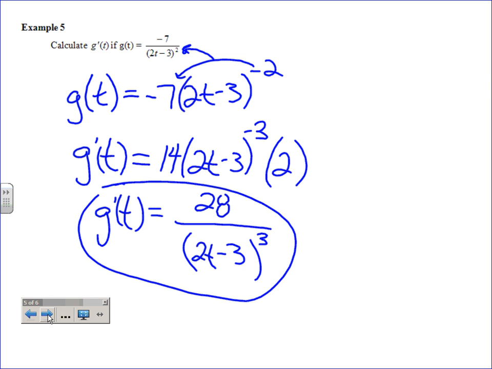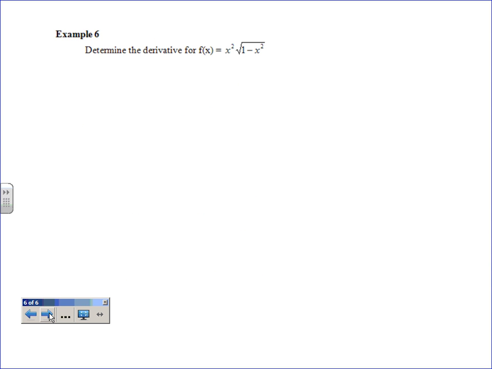Any questions so far about chain rule? Well, good, because this one's interesting.